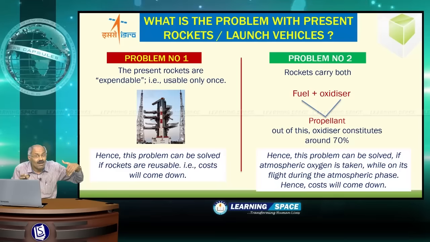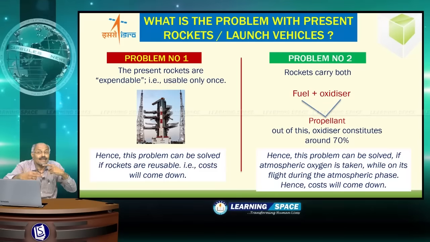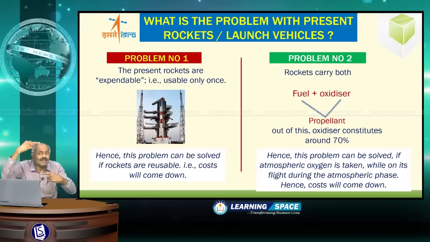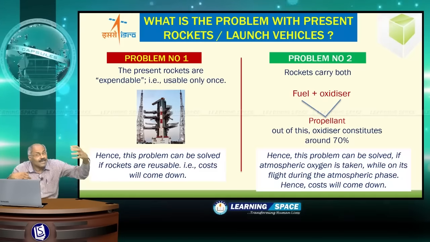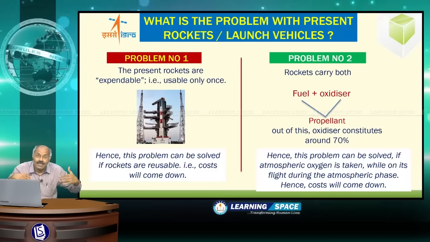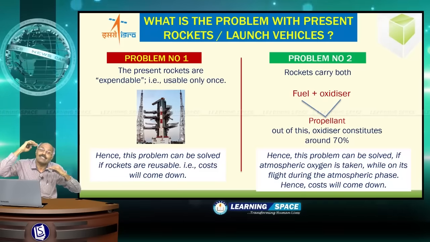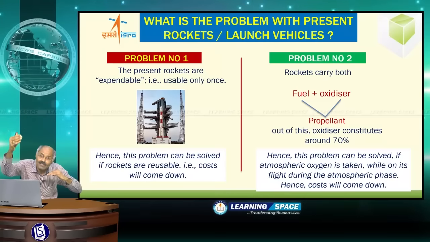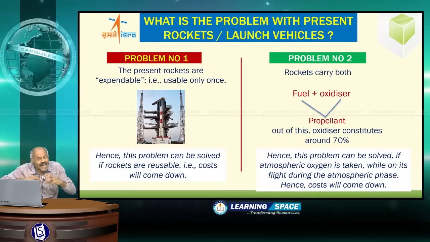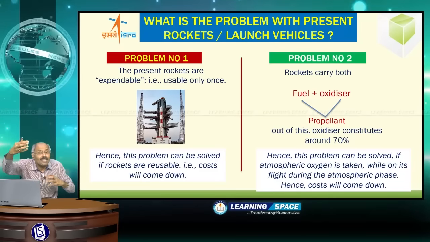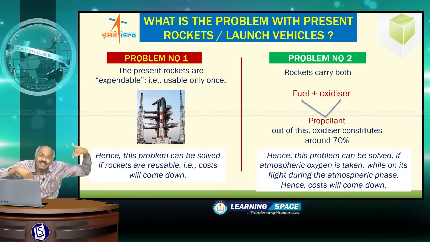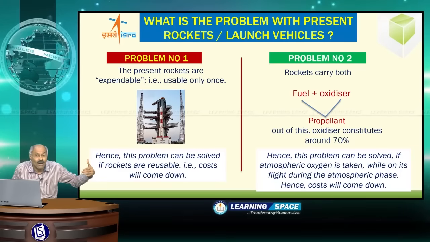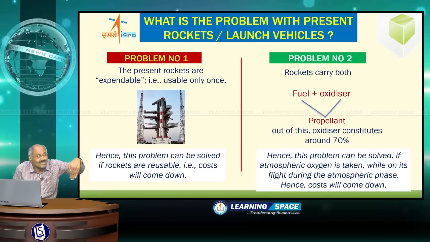This problem can be solved if rockets are made reusable, just like aircraft. An aircraft goes from London to New York and comes back. Like that, if satellites are placed into orbit by the rockets, and if they can come back and again take some satellites, they are reusable rockets. So, the previous experiment of RLV TD is in this direction.